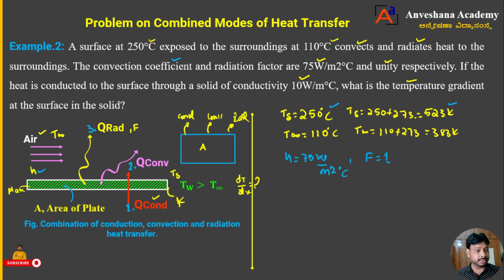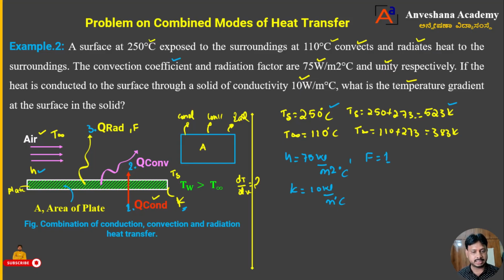Okay, fine. Next, the heat is conducted to the surface through a solid. That means heat is going to transfer through this metal, right? The convection and radiation are taking place above the plate, but through the plate, conduction heat transfer is taking place. When conduction heat transfer takes place in a solid body, it has a thermal conductivity. That thermal conductivity he has given, k is equal to 10 watt per meter degree Celsius, dear students.